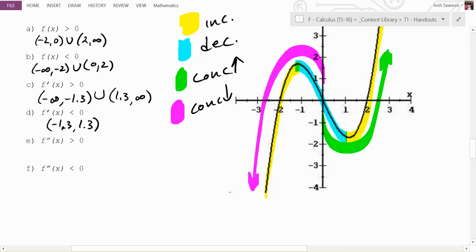Absolutely. Good. Where's the second derivative positive? Can someone different answer that one? Where's the second derivative positive? Kira. From 0 to infinity. Nice. And where's it negative? From negative infinity to 0. Exactly.